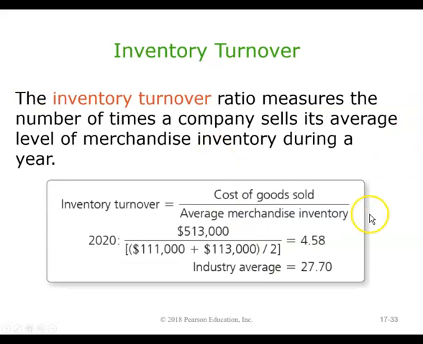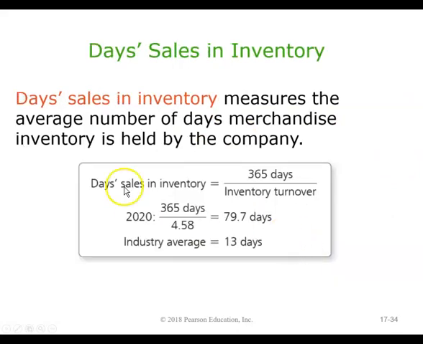Now we can see even more of what kind of problem this is by looking at the next one called days sales in inventory. This tells me how many days on average it's taking me to sell my inventory. And I already know it's going to be more than the industry average because of that previous ratio that I just did. All right, so this one is going to use what we've already calculated as inventory turnover. So remember, we already calculated inventory turnover. So we already know our denominator is 4.58.